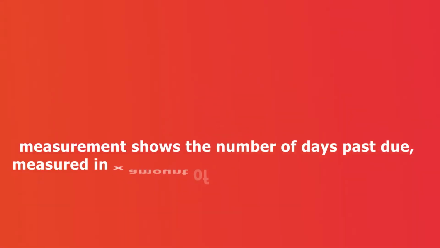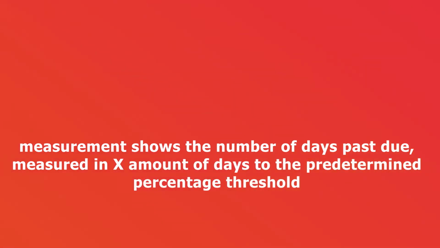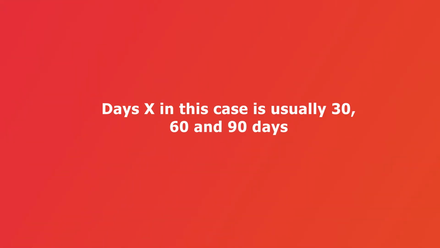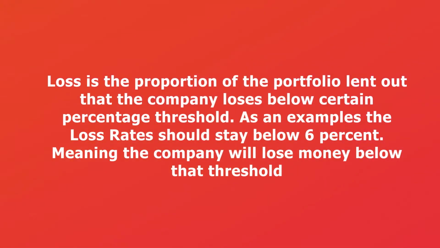Days past due is the measurement showing the number of days past due, measured in X amount of days, to a predetermined percentage threshold. X in this case is usually 30, 60, and 90 days. In respect, the loss rate is the proportion of the portfolio lent out that the company loses, below a certain percentage threshold. As an example, the loss rate should stay below 6%, meaning the company will lose money below the threshold.